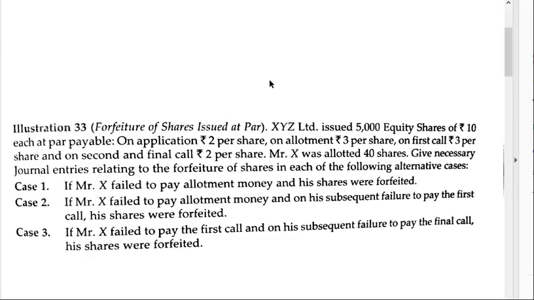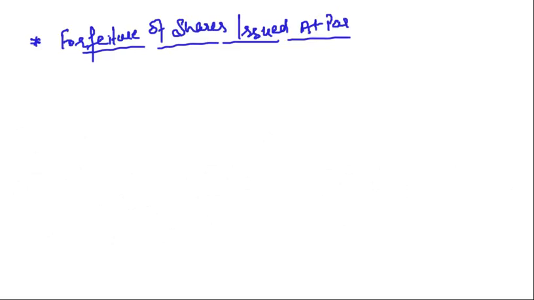Case 1. Mr. X failed to pay allotment money and his shares were forfeited. So how much money have we received from him? ₹2, application only. We called for allotment money but he didn't pay and immediately we forfeited the shares. How many shares? 40 shares. So let's pass the journal entries regarding this.